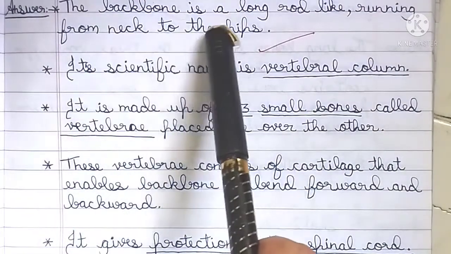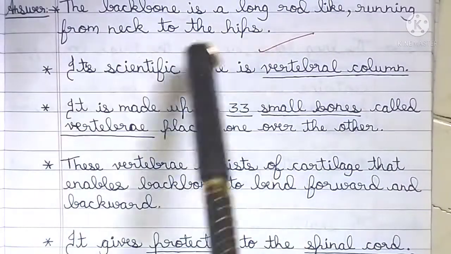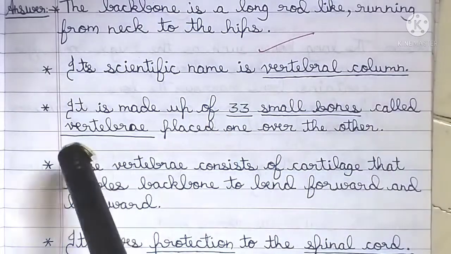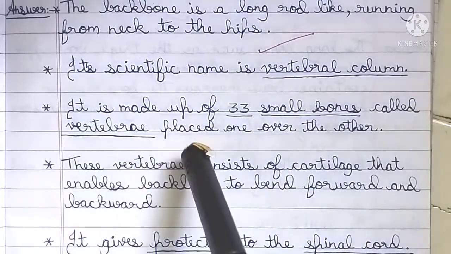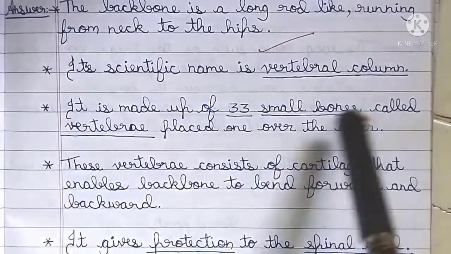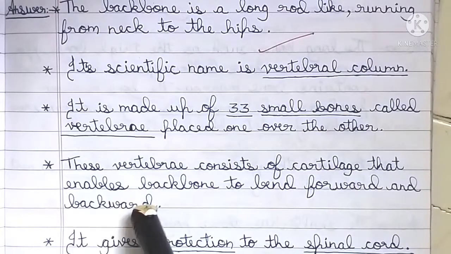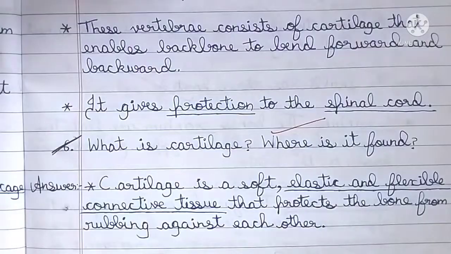Fifth one, write a short note on backbone. Answer. The backbone is a long rod running from the neck to the hips. Its scientific name is vertebral column. It is made up of 33 small bones called vertebrae placed one over the other. These vertebrae contain cartilage that enables the backbone to bend forward and backward. It gives protection to the spinal cord.